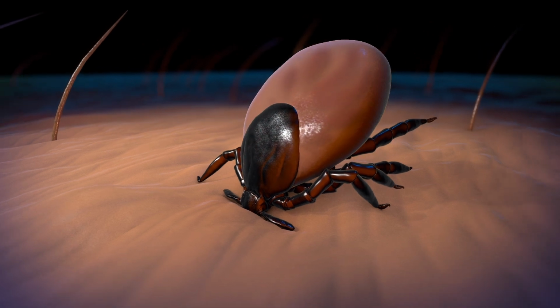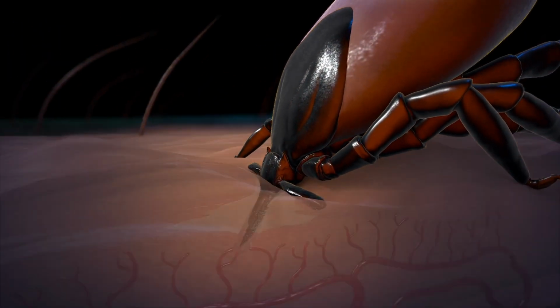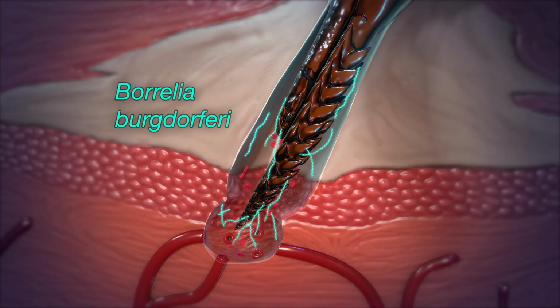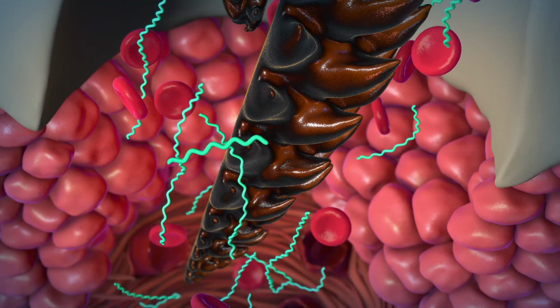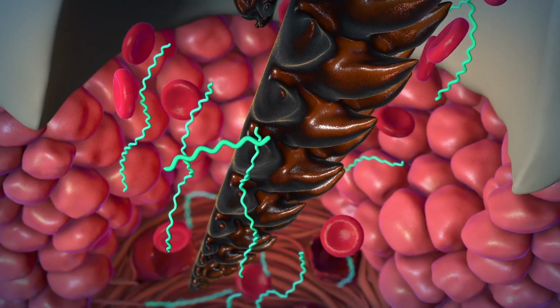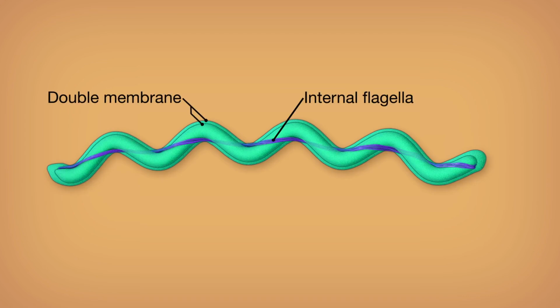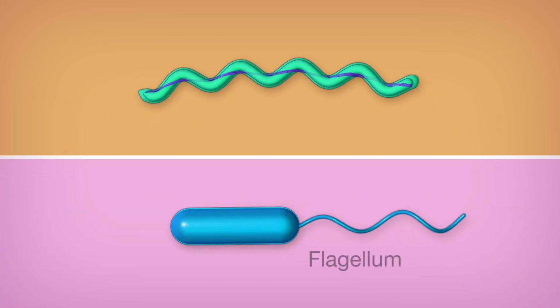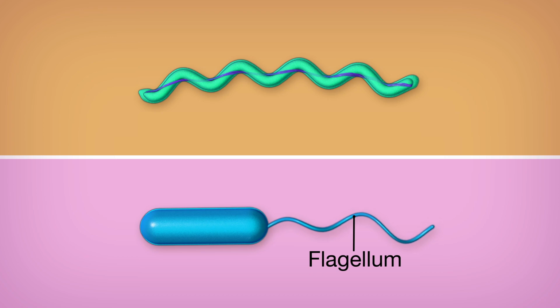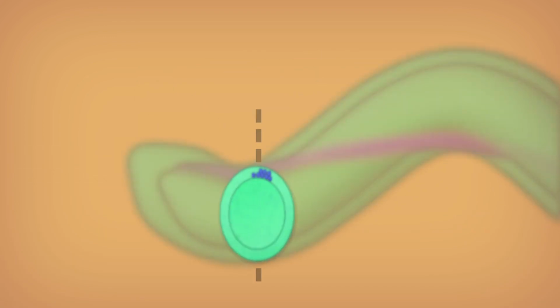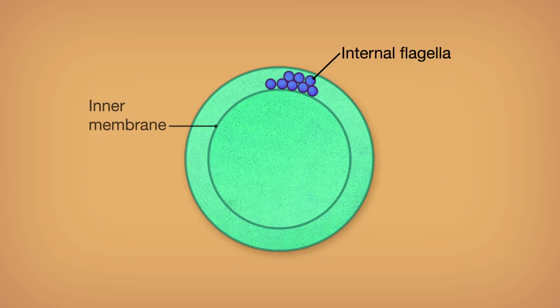If we take a closer look, inside the skin and inside the tick's feeding cavity, we can see what causes the disease. Borrelia burgdorferi, which is a spirochete, a type of bacteria with unusual features. These features include a double membrane and internal flagella. A flagellum is a tail-like structure that some bacteria rotate in order to move. Spirochetes' flagella are uniquely anchored inside the bacteria, between an inner and outer membrane, rather than on the surface.